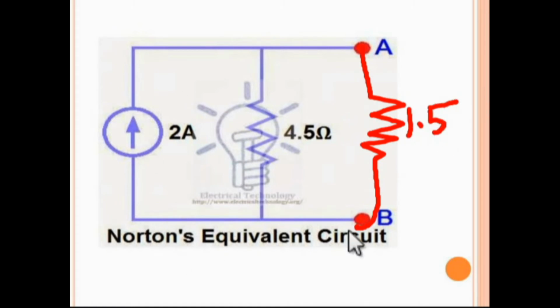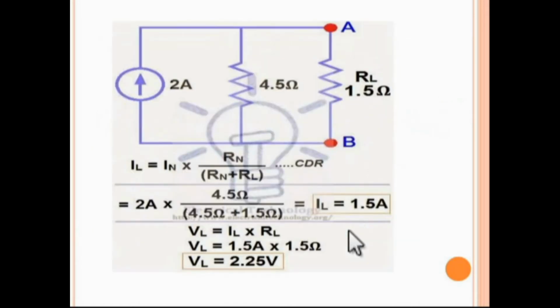And now guys, आपको find करना है load current. ये find किया है, आप देख सकते हैं यहाँ पर. 2 ampere current source, 4.5 ohm, RN, and then RL. So अब आपको apply करना है, IL equal to IN into RN upon RN plus RL, and this is from current division formula.